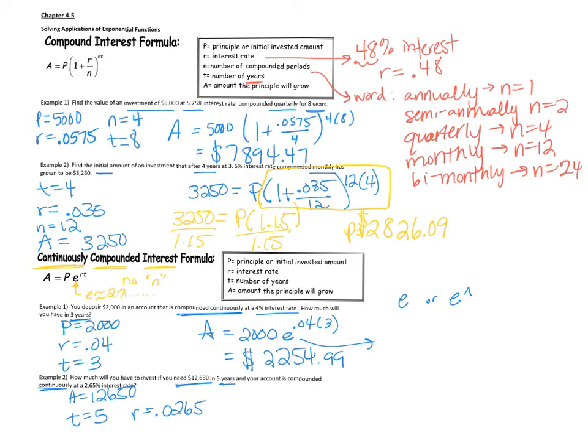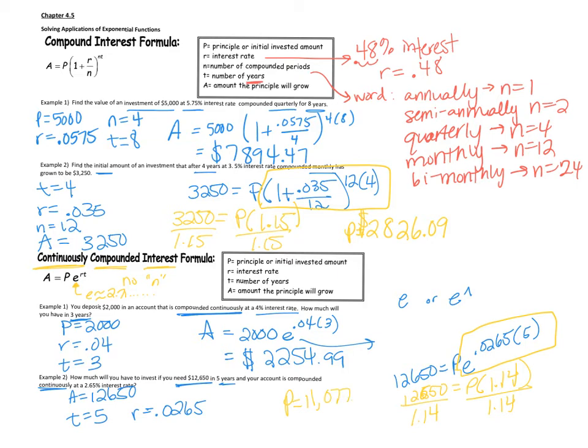So let's plug it in and see how we can solve this. I'll start off with that: 12,650 equals P e to the 0.0265 times 5. Now, just like we saw before, this e to the 0.0265 times 5 is just a number in your calculator. So I'll plug that into my calculator, and I'll get roughly 1.14, okay? Then that's what I'll divide by, 1.14. And so my principal amount should end up being about $11,077.06. So again, making sure that we can plug that in and get our correct answer using our calculator, right?